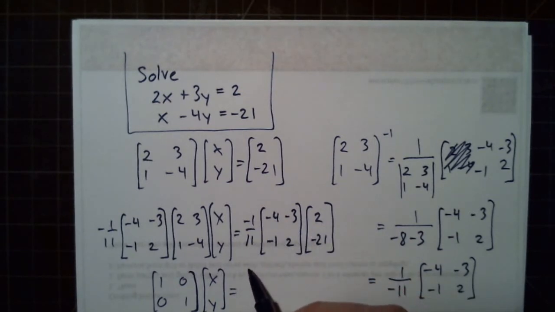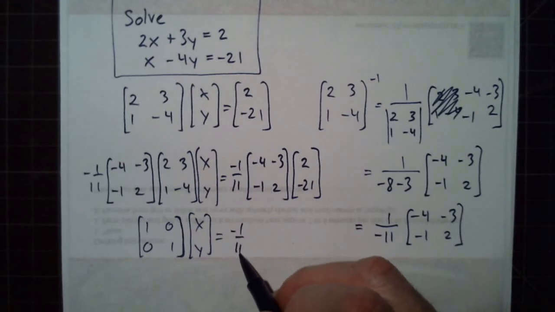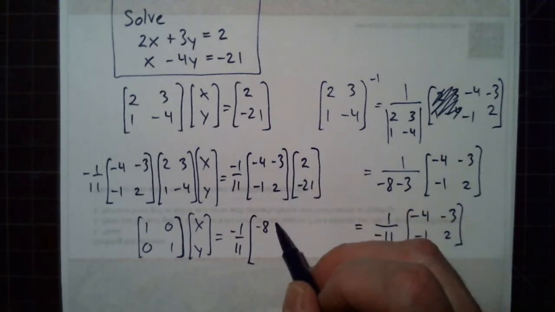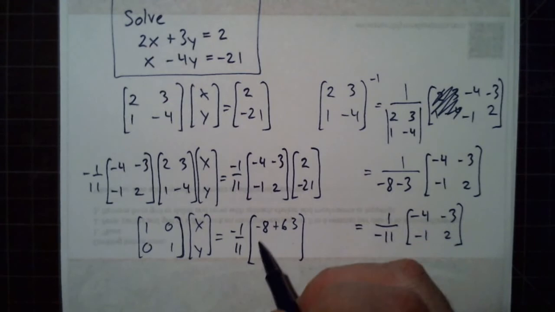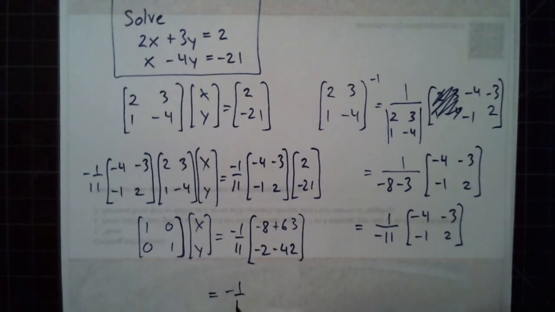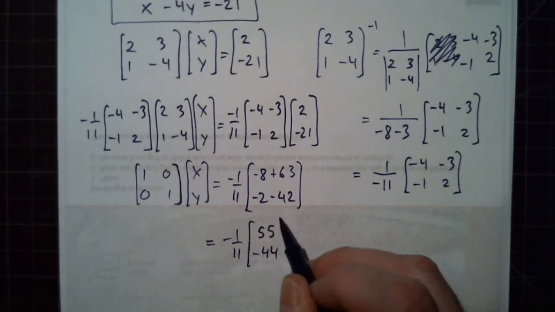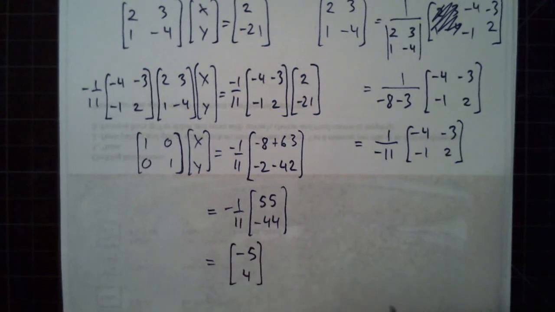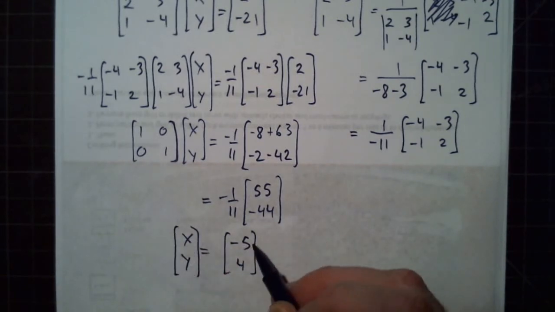Let's multiply this, then we'll multiply by negative 1 over 11. So we have row 1 times column 1. Row 1, column 1 is negative 8 plus 63. Then we're going to go row 2, column 1, negative 2 minus 42. And we're going to get 55 and negative 44. So now we divide by 11, negative 5 and positive 4. And we're done. So that's x, y equals negative 5, 4.